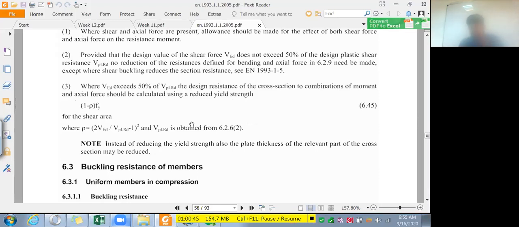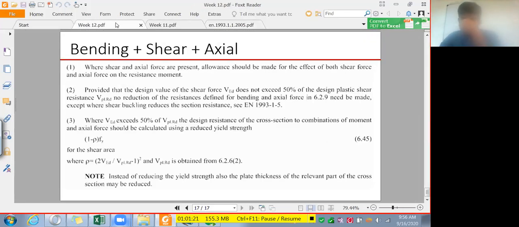So that is about bending, shear, bending plus shear, bending plus axial, and bending plus shear plus axial. So now you know how to approach all the members which are beams under the action of bending. So you can design all the beams using the knowledge that you have gained now. So we will go to the next area, that is buckling.